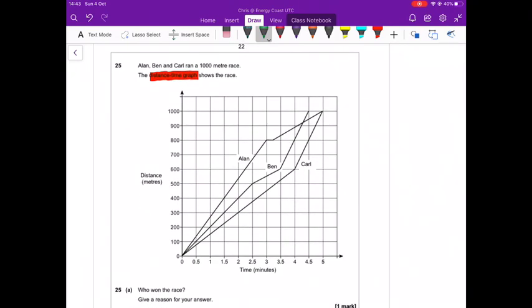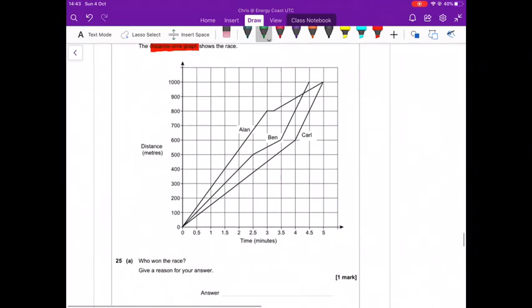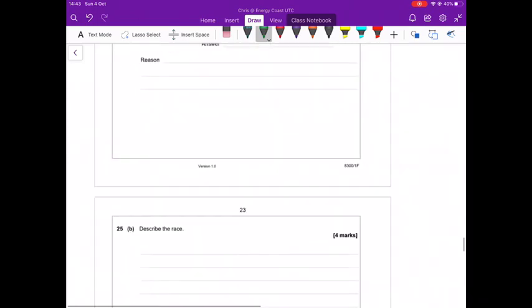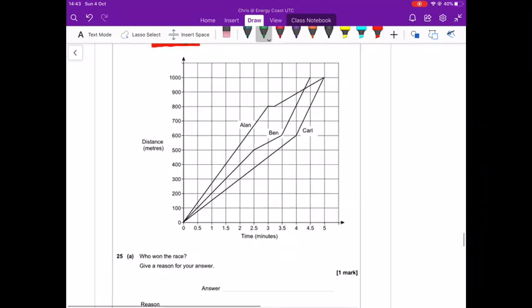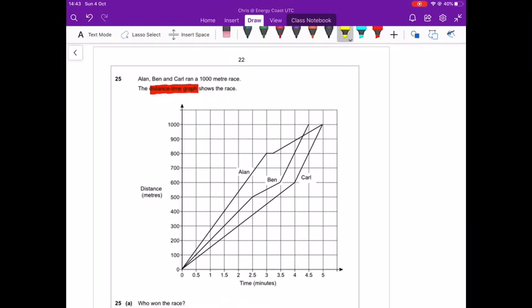Next thing, strange question this. Alan, Ben and Carl ran a 1,000-metre race. The distance time graph shows the race. Who won the race and give an answer? And the next bit says describe the race, okay? So let's just have a look what's going on. It's a 1,000-metre race, so they finish when they reach 1,000 metres, okay?